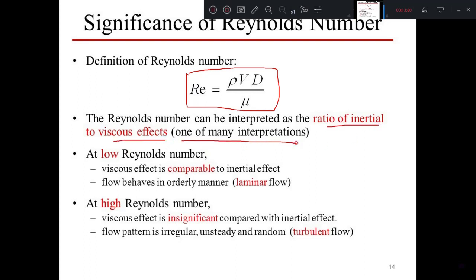So that is one of many interpretations. At low Reynolds number, the viscous effect is comparable to or dominant over inertial effects, and the flow behaves in an orderly manner, that is a laminar flow. At high Reynolds number, the viscous effect is insignificant compared with the inertial effect, and the flow pattern is irregular, unsteady and random, that is turbulent flow. So in a very simple manner, the significance of Reynolds number is just to identify the type of flow through our pipes, whether laminar or turbulent.